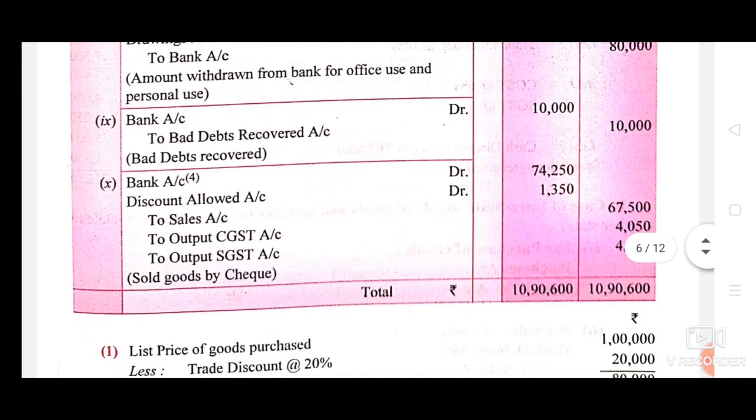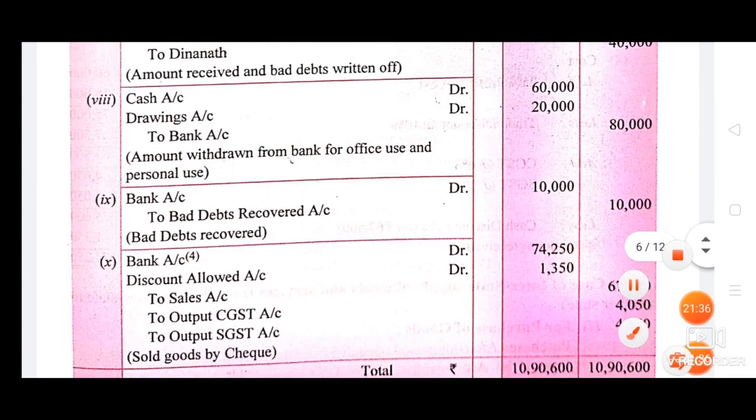And again the last entry, as we have discussed earlier, the entry of sold goods to Kishore and amount received by check. So we have done the calculation. Bank account debit, we have received 74,250 net amount received. Discount allowed 1350, that is cash discount. To sales account, original sales is of rupees 67,500. To output CGST account 4050. To output SGST account 4050. Sold goods by check. Okay. In this way we have to pass the journal entries in this problem.